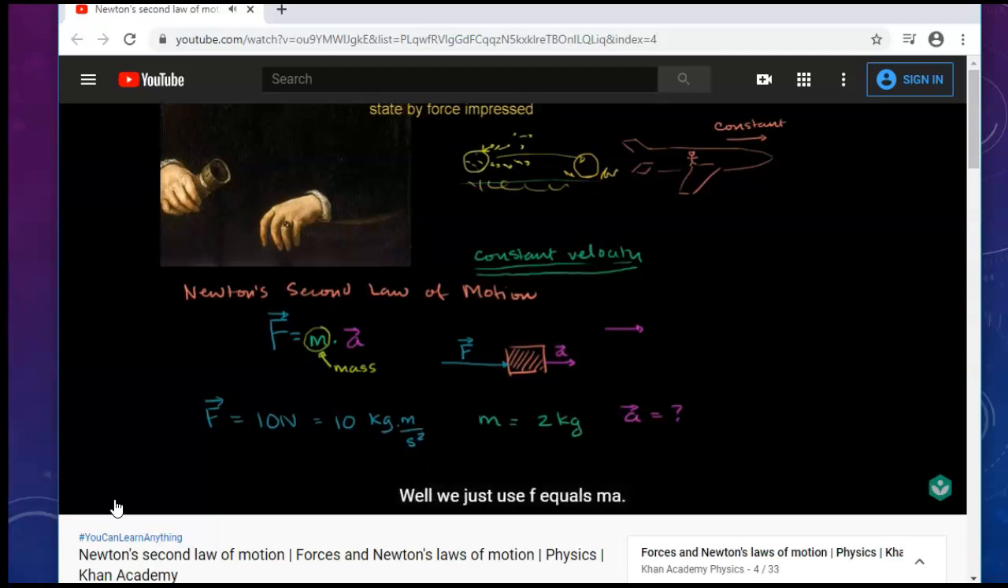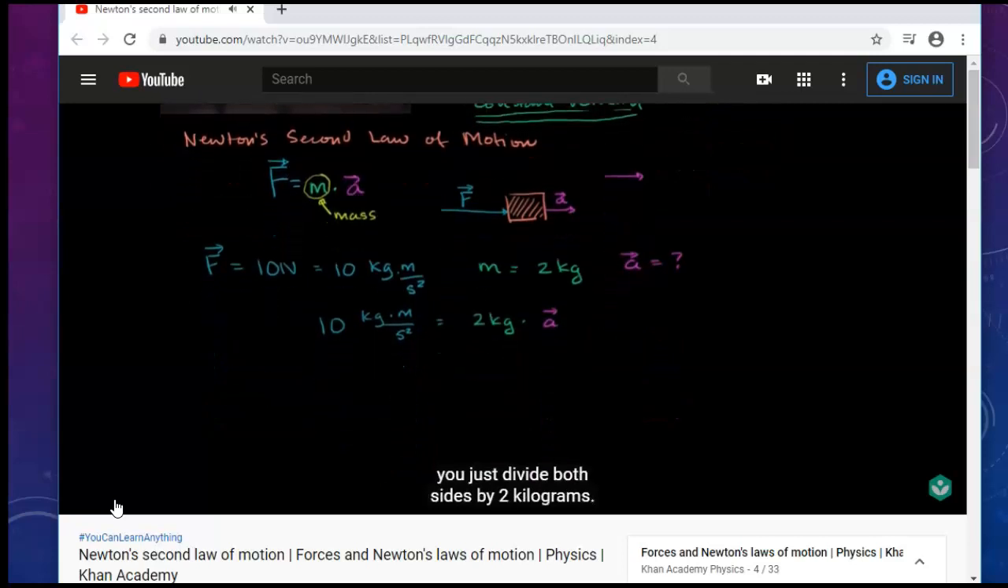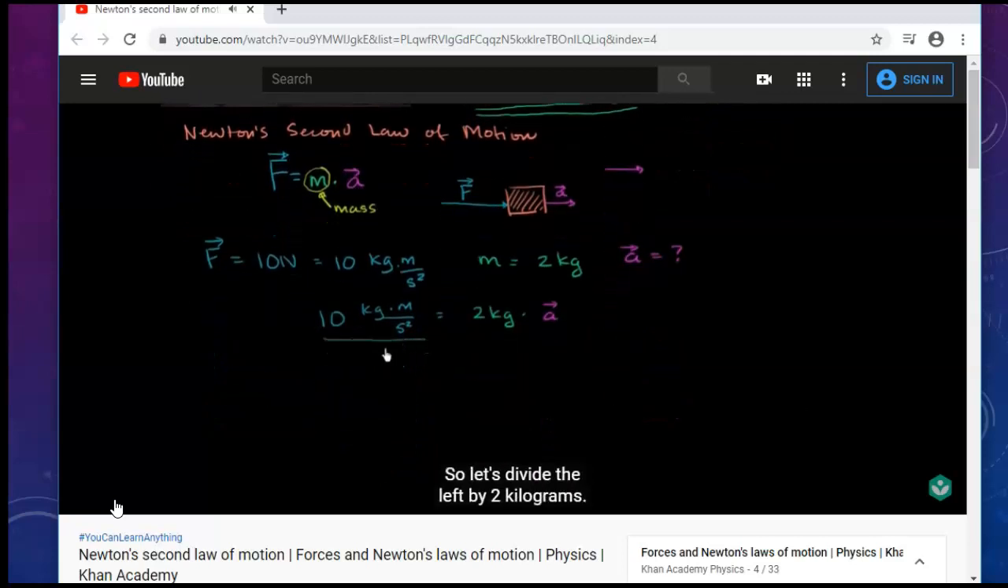Well, we just use F equals ma. You have, on the left-hand side, 10 newtons, or I could write 10 kilogram meters per second squared. And that is going to be equal to the mass, which is 2 kilograms, times the acceleration. And then to solve for the acceleration, you just divide both sides by 2 kilograms. 10 divided by 2 is 5. And then you have kilograms canceling with kilograms. On the left-hand side, you get 5 meters per second squared, and that's equal to your acceleration.